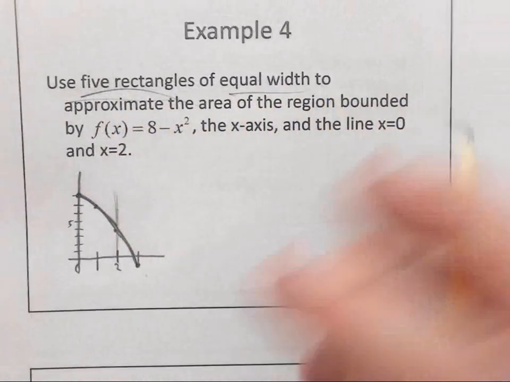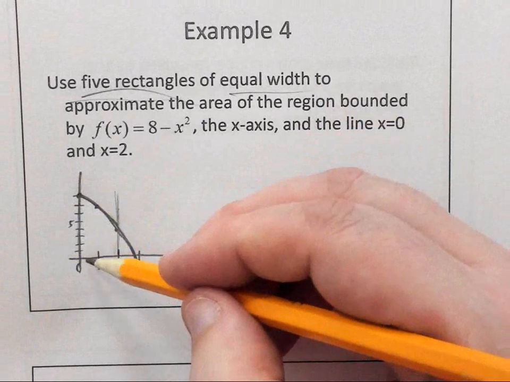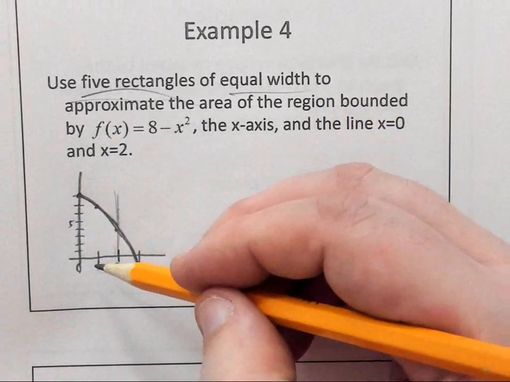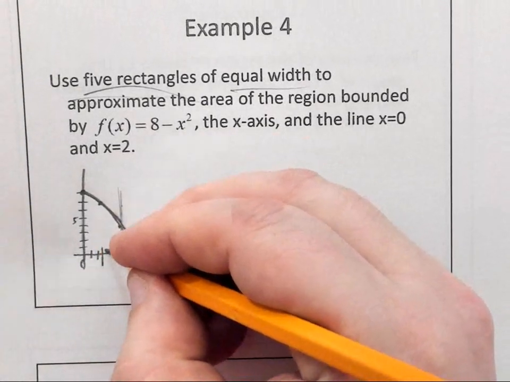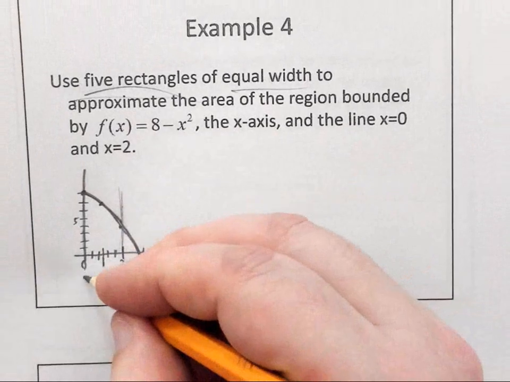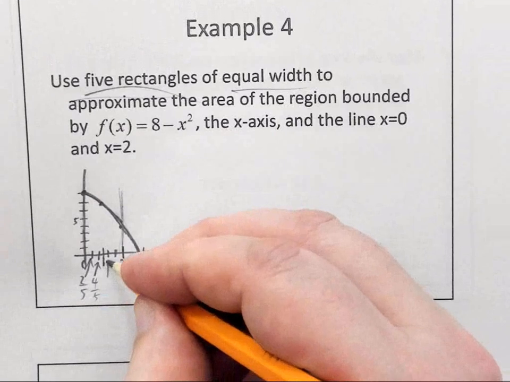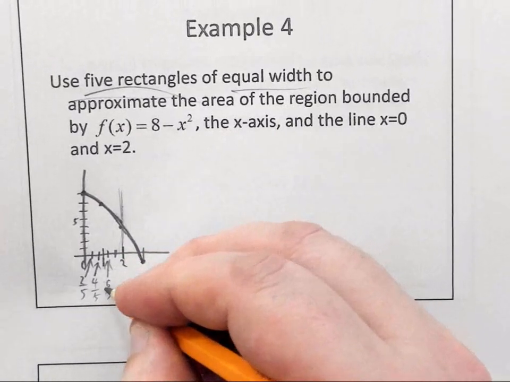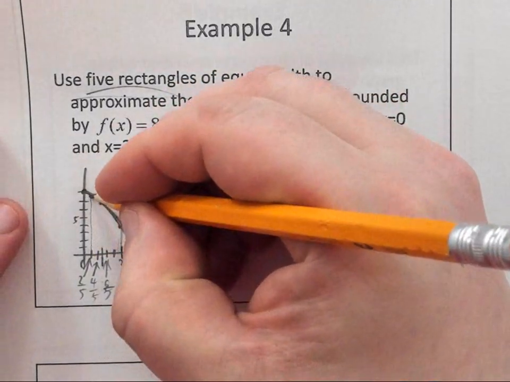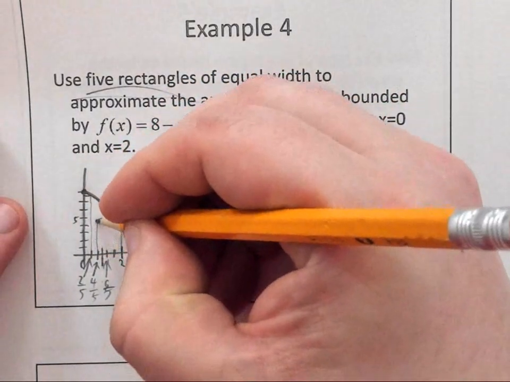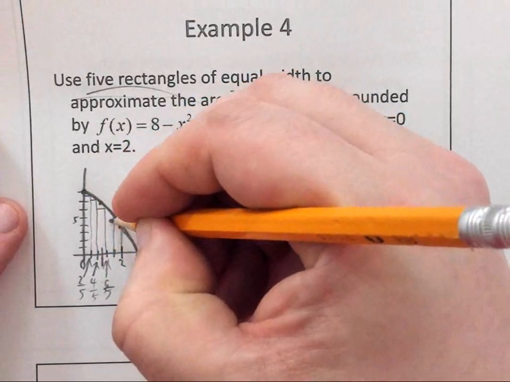It says 5 rectangles of equal width, and I want those 5 rectangles. Now, to make the math easy, I want to use the x-axis here. So I want to have 5 rectangles here, which would be 2/5 wide. I'm going to split this up into each one of these being 2/5, 4/5, so on and so forth. Right? So the idea is I'm going to come up here and generate this rectangle, come up here, generate that one, so on and so forth.